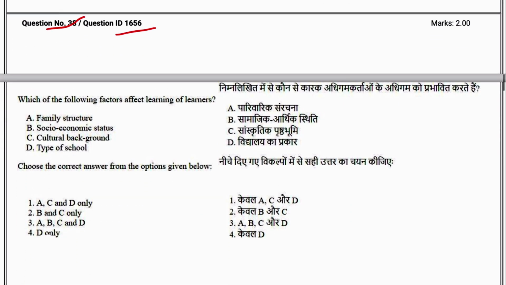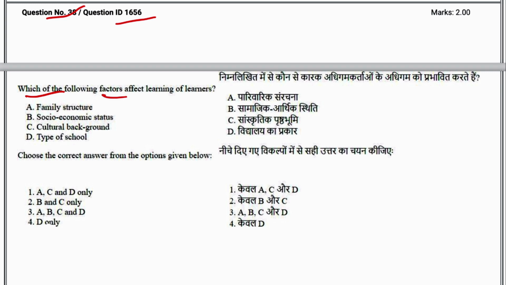Next is 56. Which of the following factors affect learning of learners? Family structure, yes. Socioeconomic status, yes. Cultural background, yes. Type of school, yes. A, B, C, D. 3 is the answer.